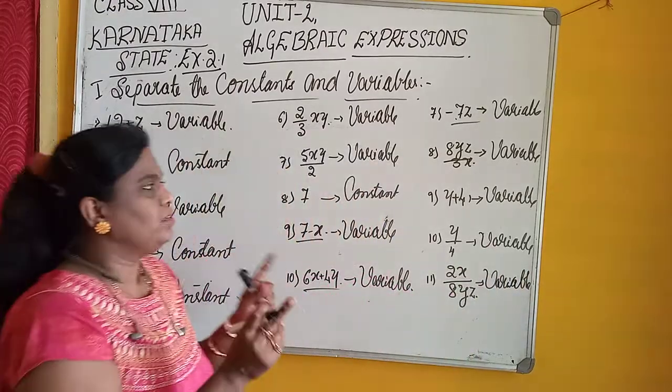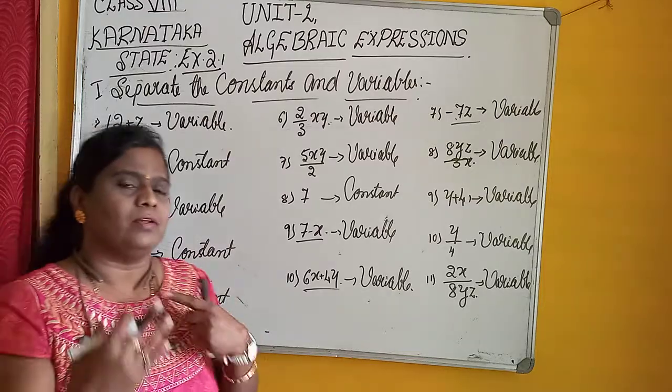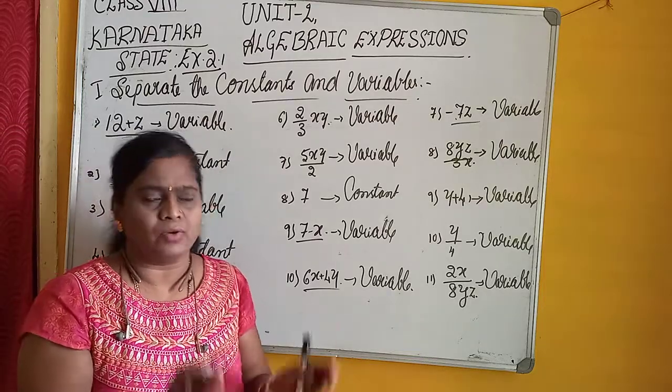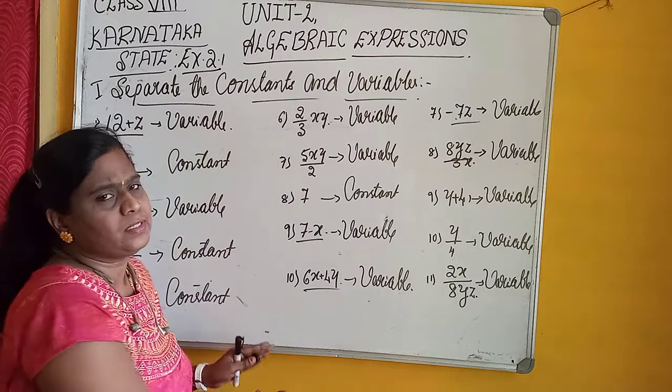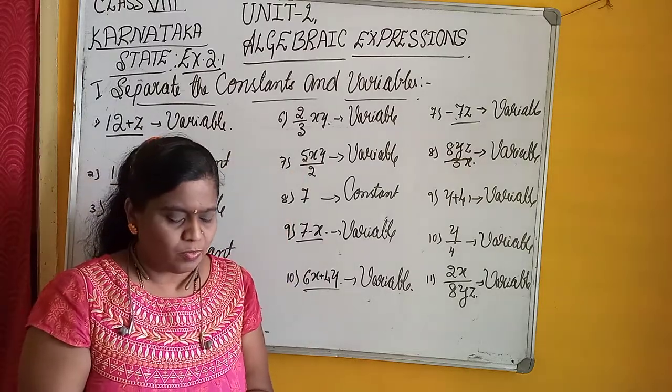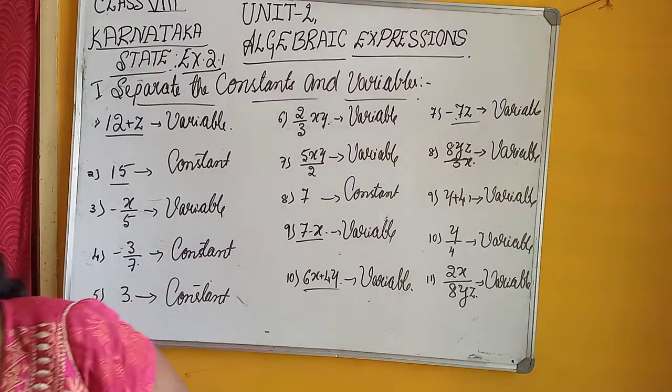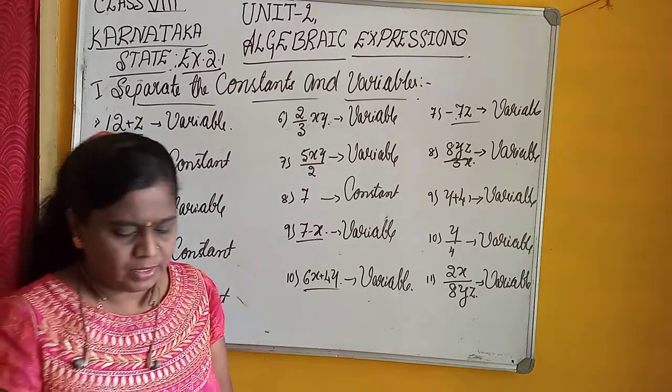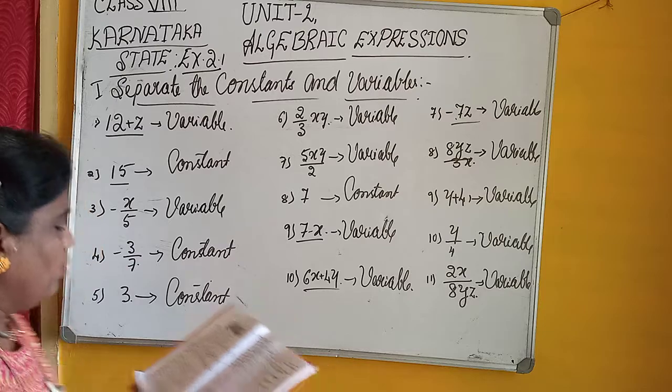Understood? Why I took it like this, one by one. Otherwise, if you understood easily, you can make two columns: the constants on one side and the variables on the other side. And now let's move on to the second main question, that is, separate the monomials, binomials and trinomials from the following.